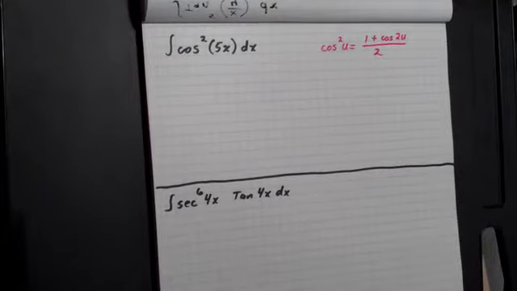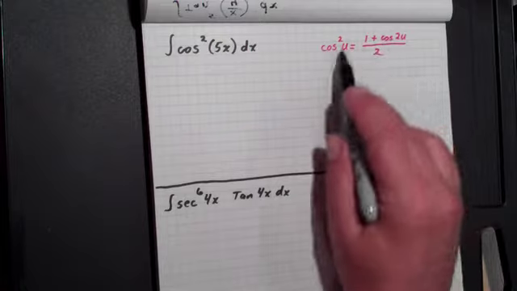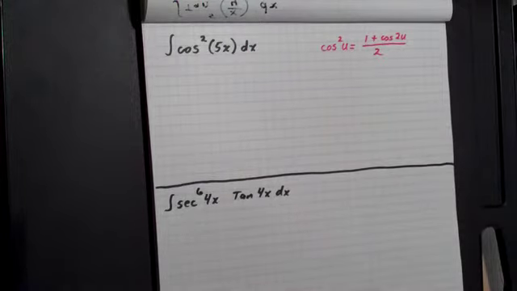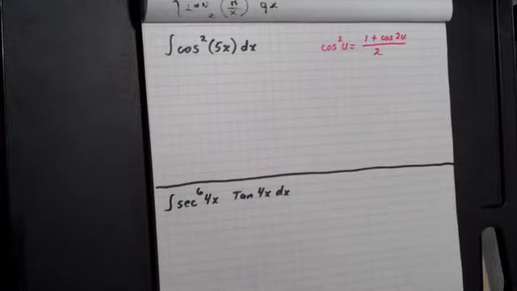Okay, now I'm going to look at some more complicated trigonometric integrals. This is the integral of cosine squared of 5x dx. Cosine squared has this identity: cosine squared of u is equal to (1 plus cosine 2u) over 2. If it was sine squared, the only difference would be a minus in here.